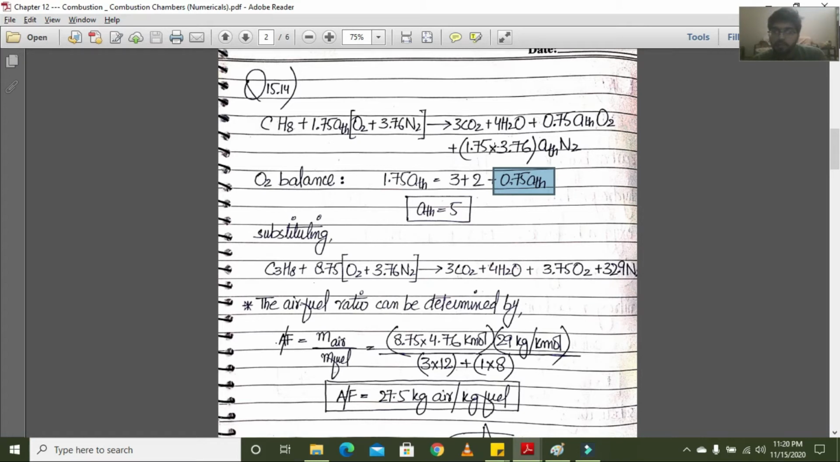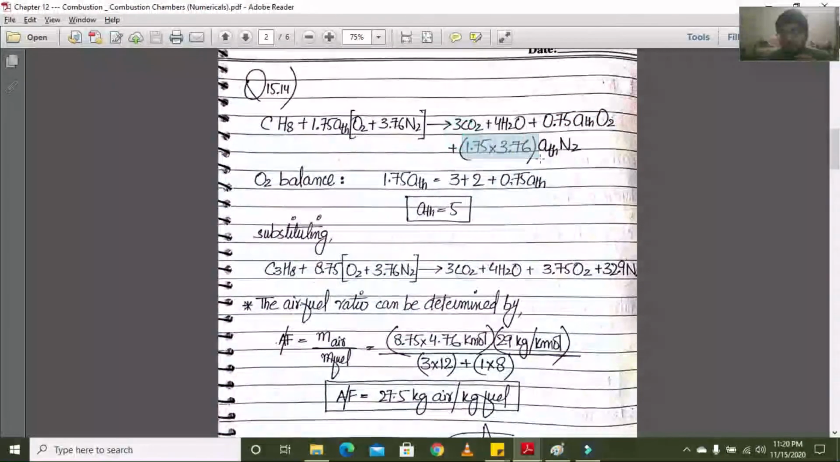Now, solving this equation to obtain the value of ATH, we will get the value of 5. Then the next process is the same as I explained in the first question. I put this value of 5 in this equation, and when I multiplied this 5 with the 1.75, I get the value of 8.75 moles of air. Then I put this value of 5 here, and when I multiplied it with the 0.75, I get the value of 3.75 moles of oxygen.